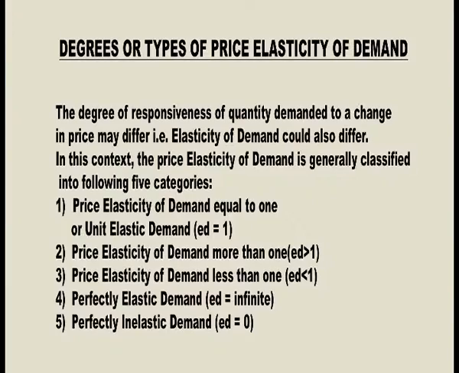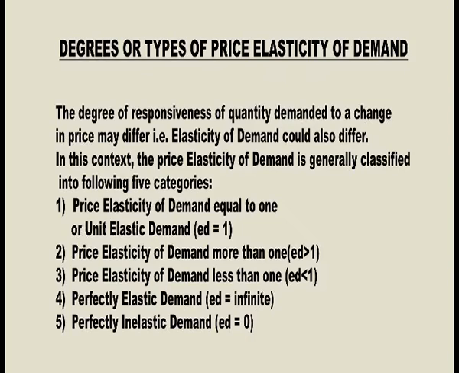Now, we can understand very well about the price elasticity of demand. The price elasticity of demand I have explained to you. Price elasticity of demand is the degree of responsiveness of quantity demanded to the changes in the price of the commodity. There can be 5 different situations of price elasticity of demand. They are the price elasticity of demand equal to 1. It is also known as unit elastic demand. There, the price elasticity of demand will be equal to 1.